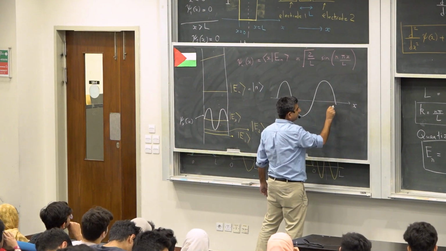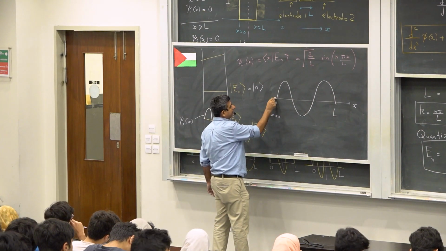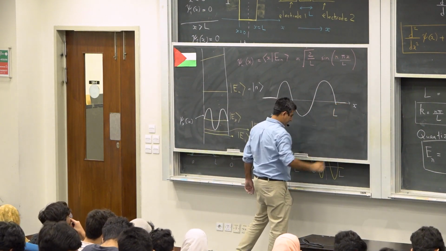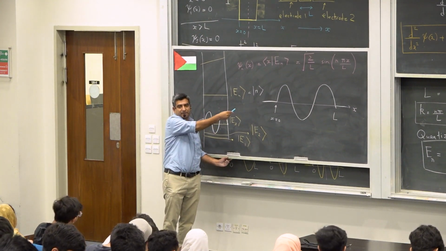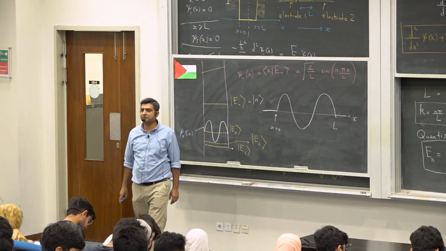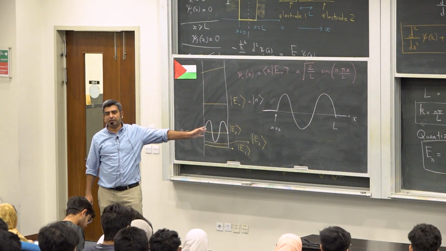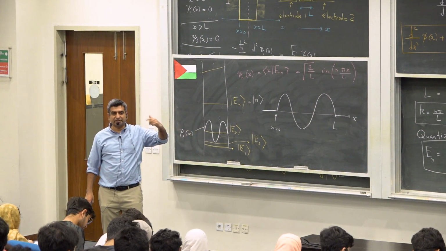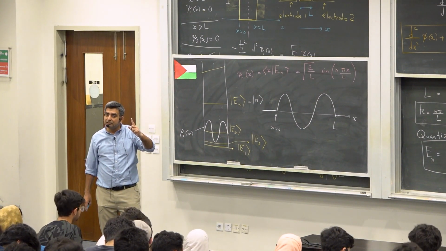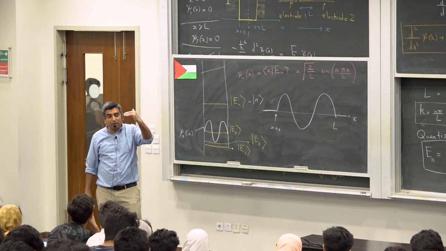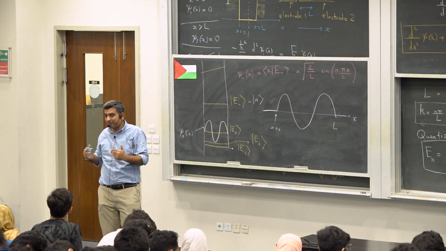X, this is L, this is 0, 0 elsewhere. Now this is a wave function. First question, where is the electron? Anywhere. So this is not a legitimate question to ask. At best, we can only assign a probability density function. If we were to do a measurement, this is the probability the electron might be found here.